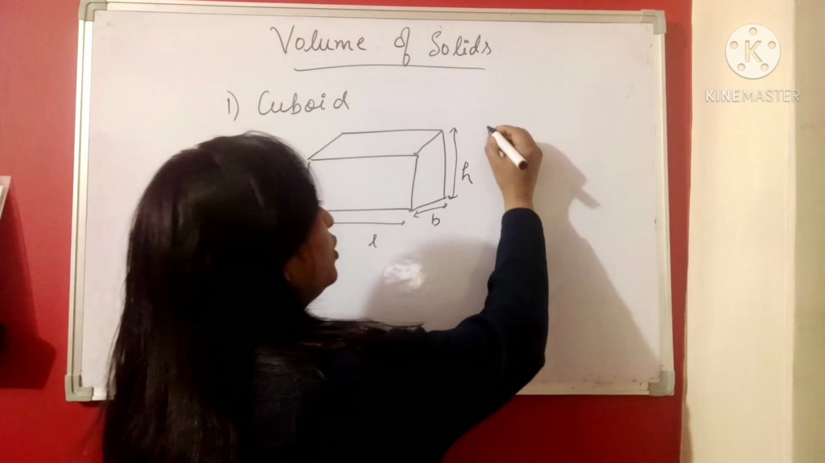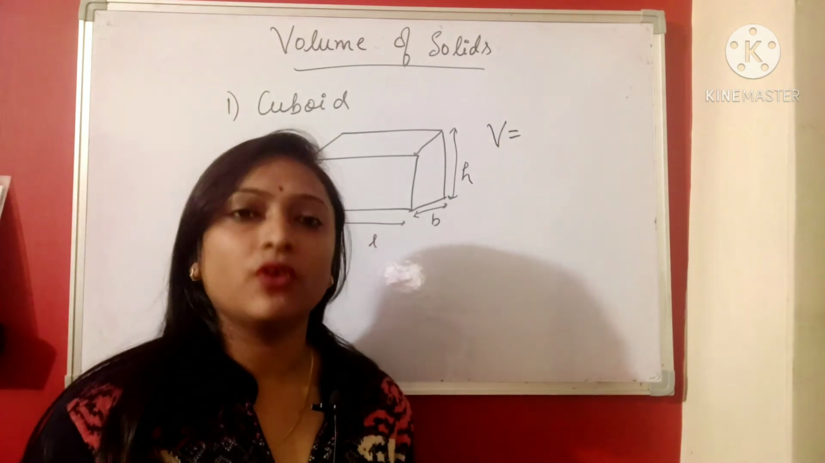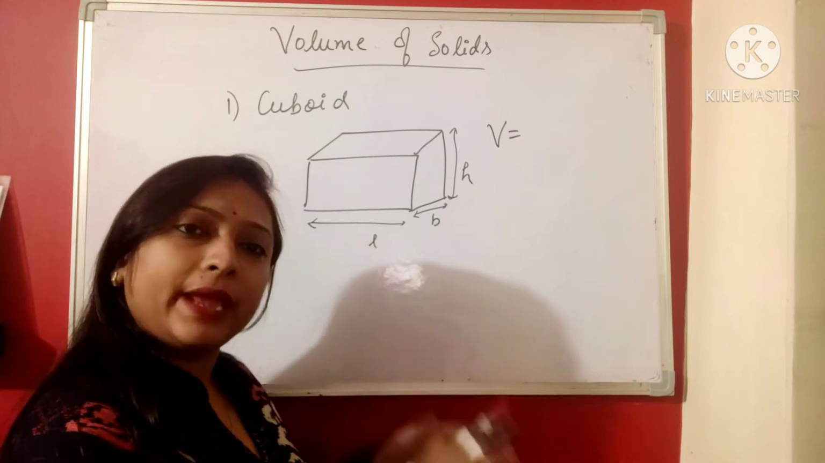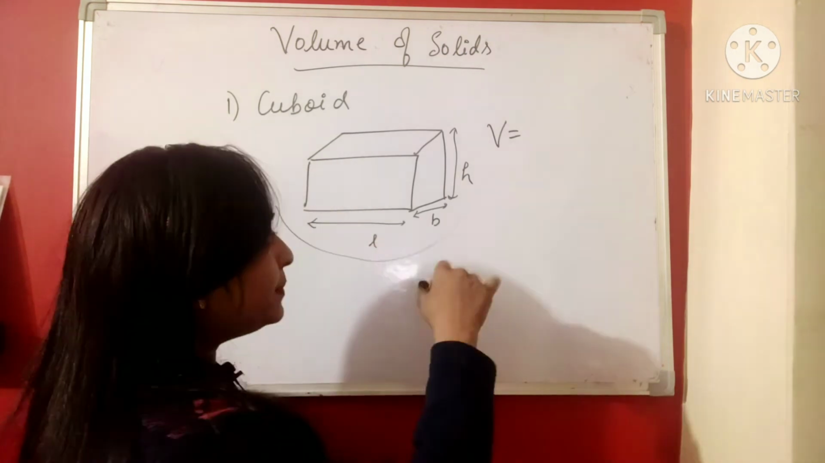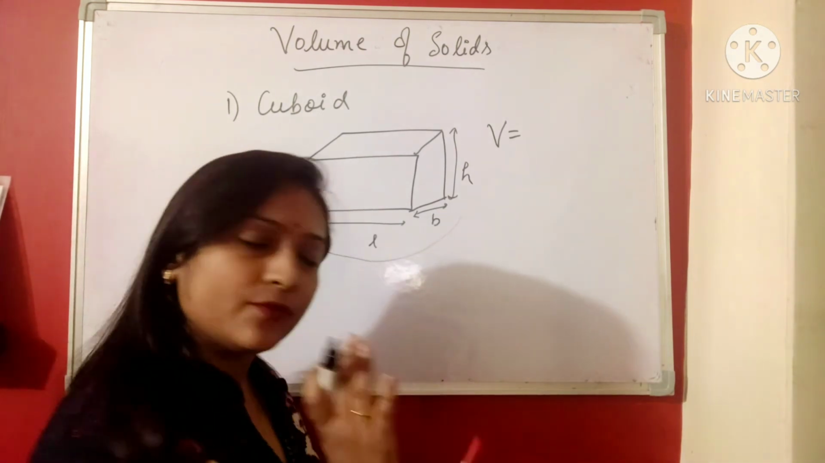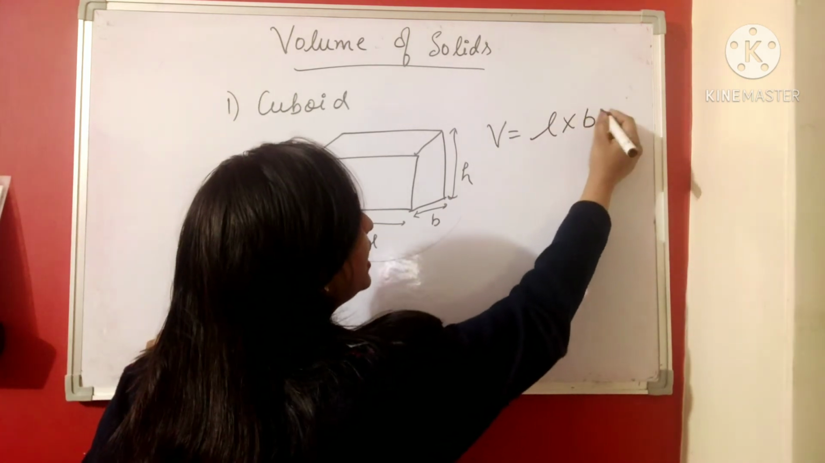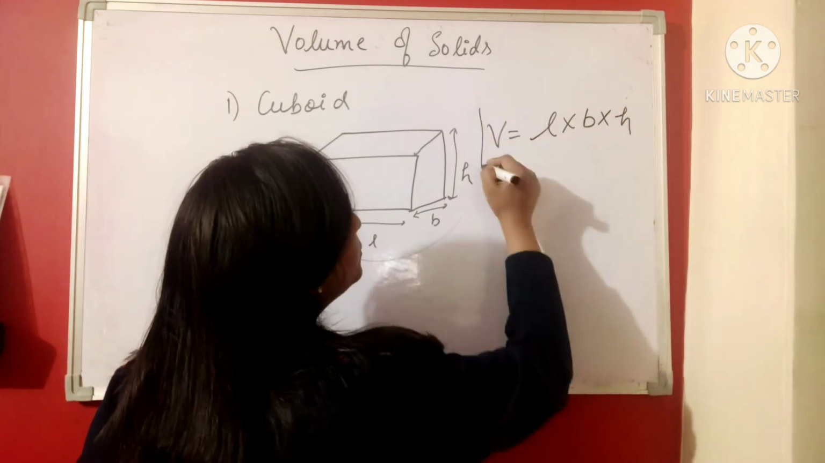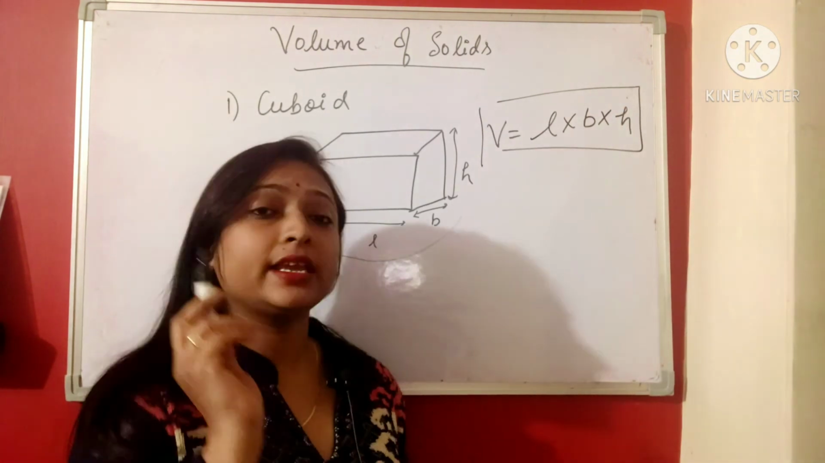Now what is volume? Before studying the formula of volume, let us understand what is the volume. Volume means the space occupied by any of the solid figures. That means how much space is occupied by this cuboid is the volume, and it is calculated by length, breadth and height. Formula of a volume of a cuboid is length into breadth into height.